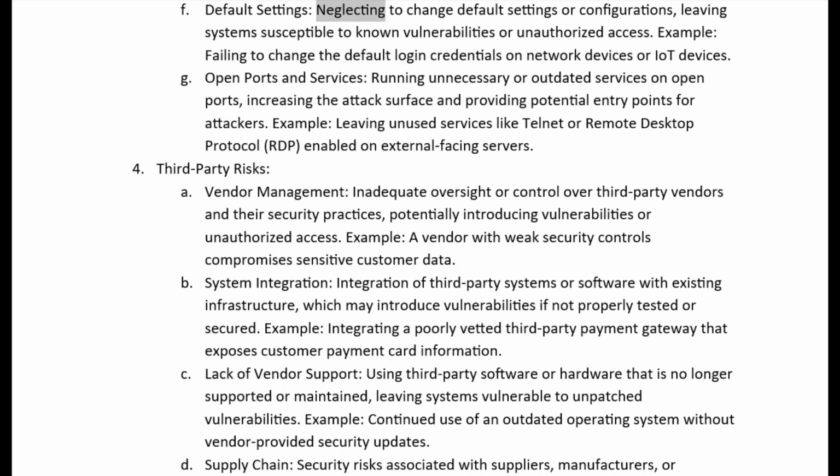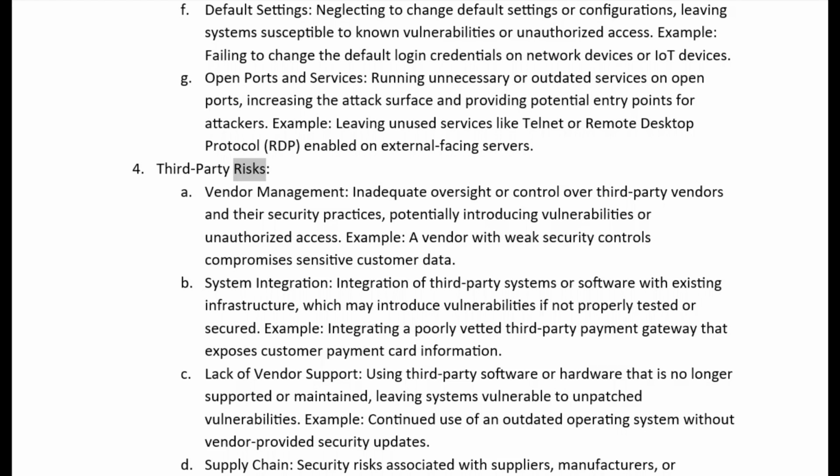Default settings, neglecting to change default settings or configurations, leaving systems susceptible to known vulnerabilities or unauthorized access. Example, failing to change the default login credentials on network devices or IoT devices. Open ports and services, running unnecessary or outdated services on open ports, increasing the attack surface and providing potential entry points for attackers. Example, leaving unused services like Telnet or Remote Desktop Protocol, RDP, enabled on external-facing servers.